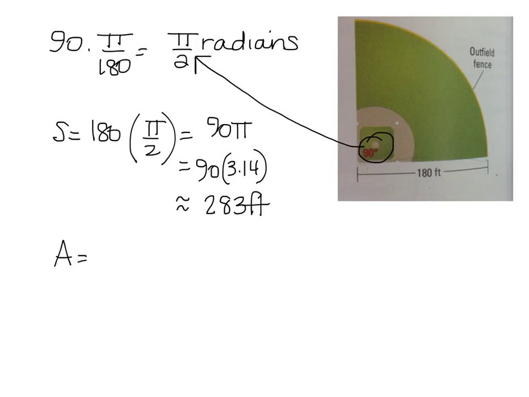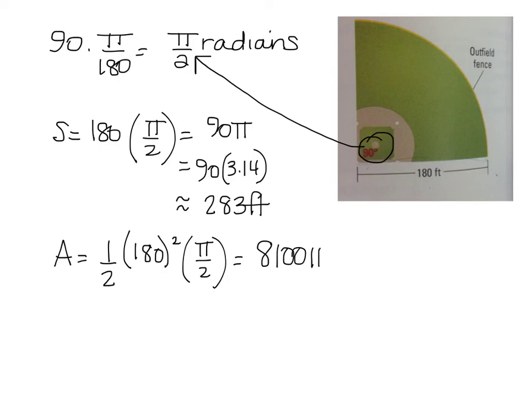Okay, and I'm going to find the area of the field. The area of the field is 1/2 R squared theta, which is going to be about 8,100 pi, but if I approximate pi, that's about 25,400 feet squared.